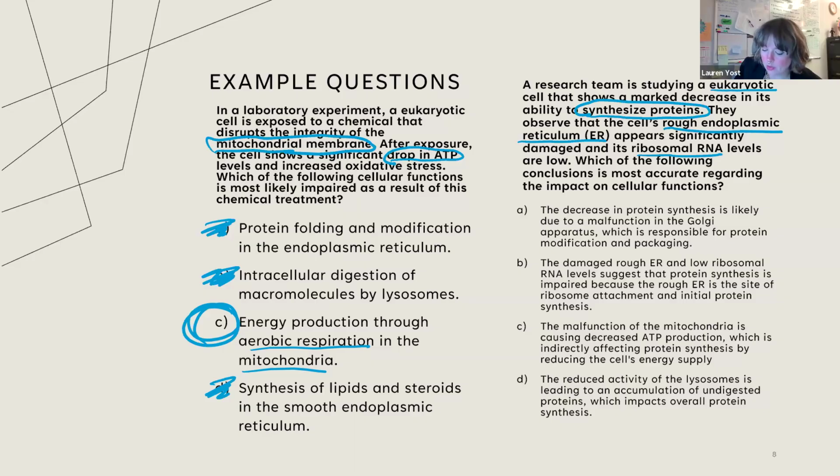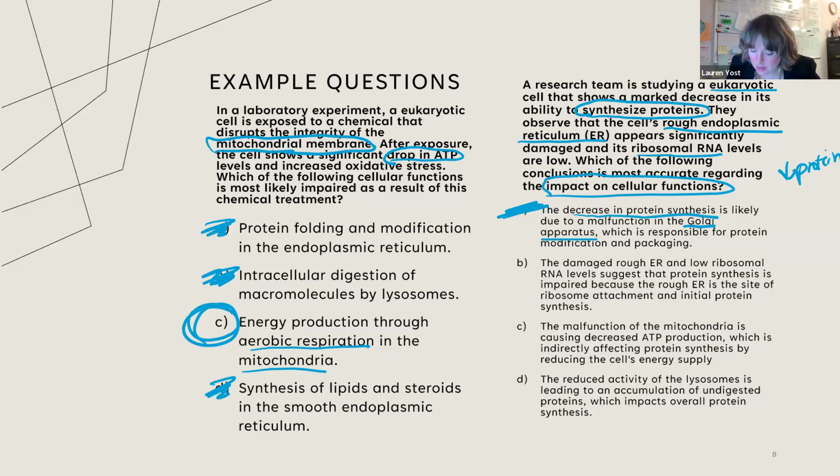Which of the following is most accurate regarding the impact on cellular functions? We should have a decrease in protein. That's what I'm anticipating, and I haven't read my choices yet. Do we have a decrease in protein synthesis due to a malfunction? So this first part, do we have a decrease in protein synthesis? Yes, but you better read the whole choice. Do we have a decrease in protein synthesis due to a malfunction in the Golgi apparatus, which is responsible for protein modification and packaging? No, it's wrong. It's a wrong answer. And you might have picked it if you just saw protein synthesis.